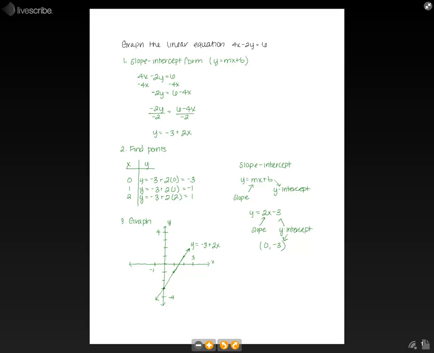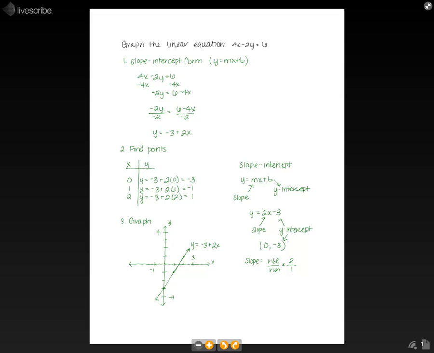And the slope would be 2. So the slope is rise over run. So that means the amount we go to the right and then the amount we go up or down. So since our slope is 2, that means that our rise is 2 and our run is 1. So whenever we go 1 to the right, we go 2 up.